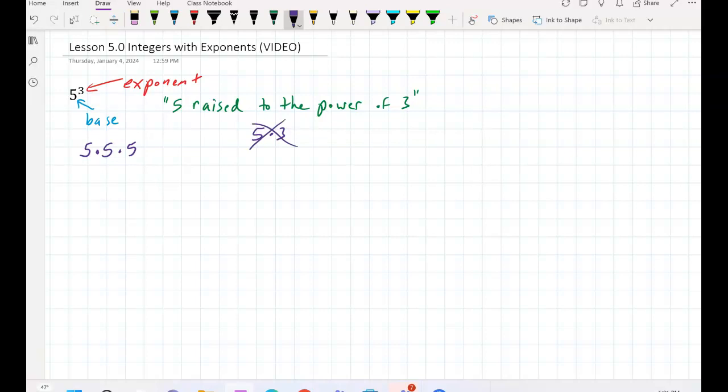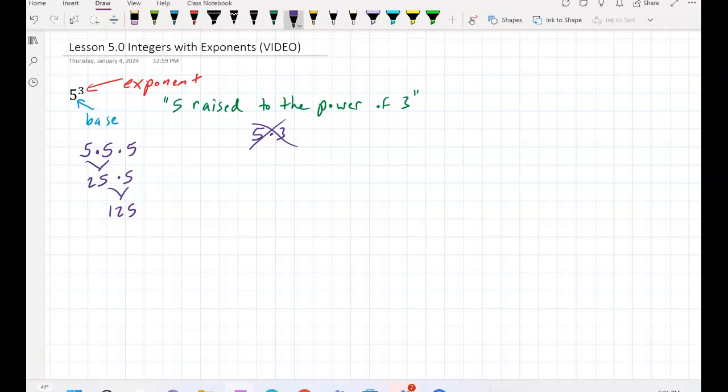And so when we do this, 5 times 5 is 25. And then we multiply by the third 5 again. And so 25 times 5 is 125. So 5 raised to the power of 3 is 5 times 5 times 5, which is 125.